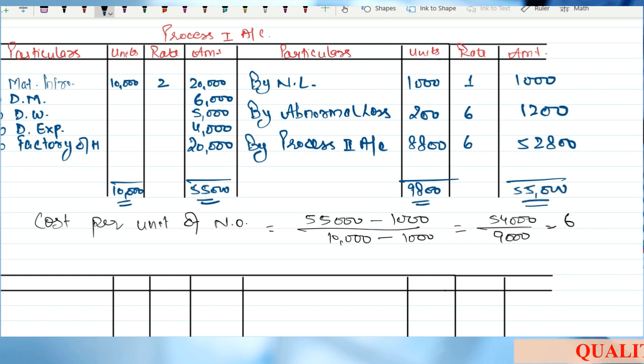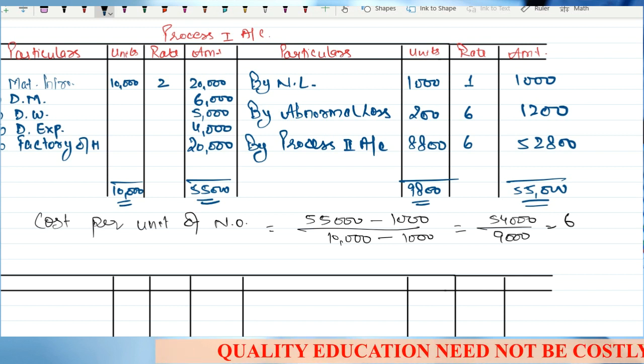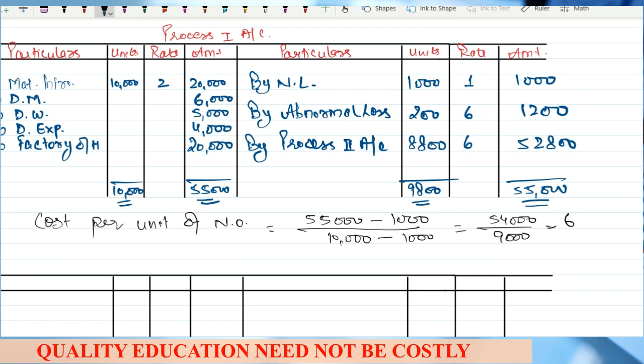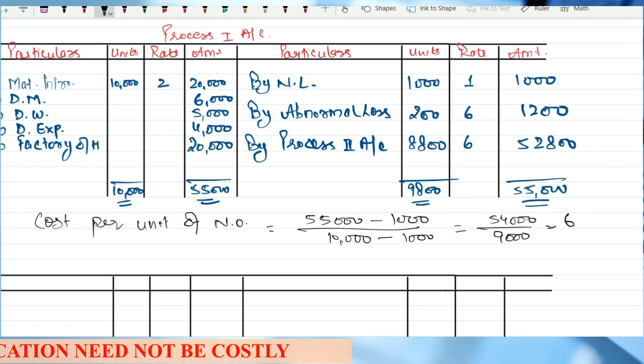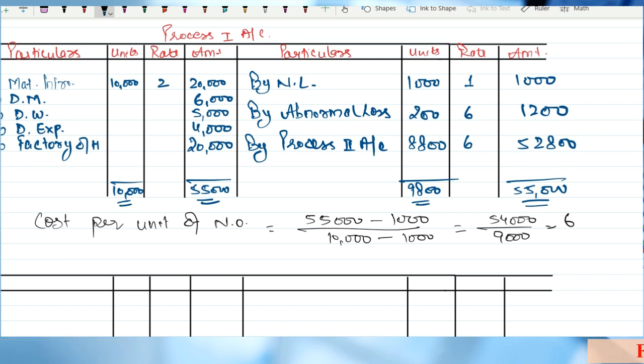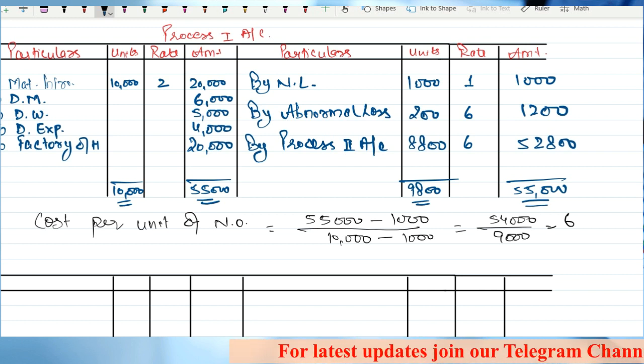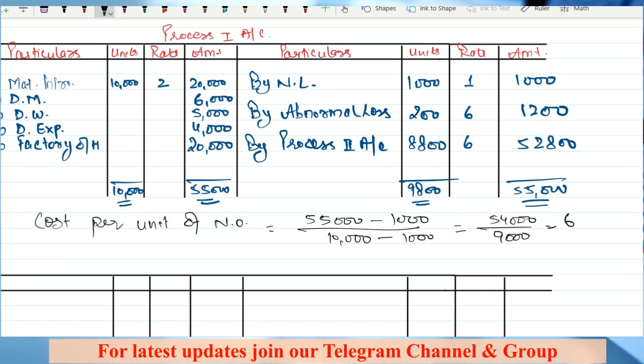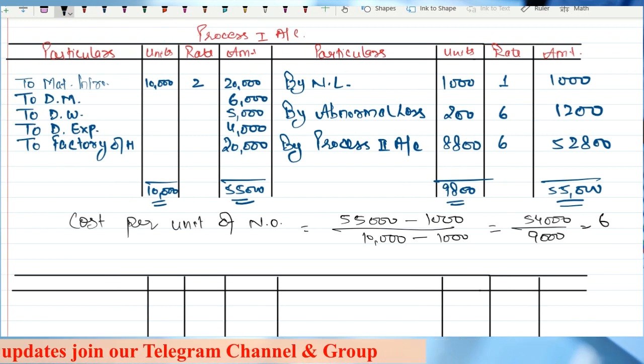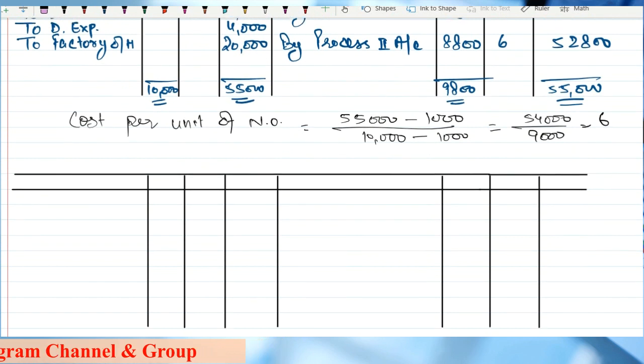A simple process 1 account, as we have already discussed, right? So this is a very simple process account, sir. Anything new in this? Nothing new, sir. Whatever we have already discussed, it is the same like that only, right? Now let's come to process number 2 account. Process 2.